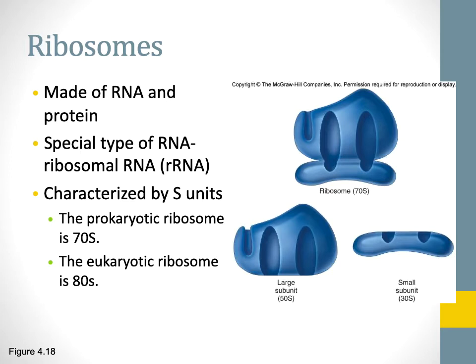Now for the eukaryotic ribosome, the large subunit is 60S and the small subunit is 40S. And when they come together, it's not 100, it's 80. And so a eukaryotic ribosome would be 80S. So if we purified ribosomes, we could look at the size of the ribosome to indicate whether we have a prokaryotic organism or a eukaryotic organism.